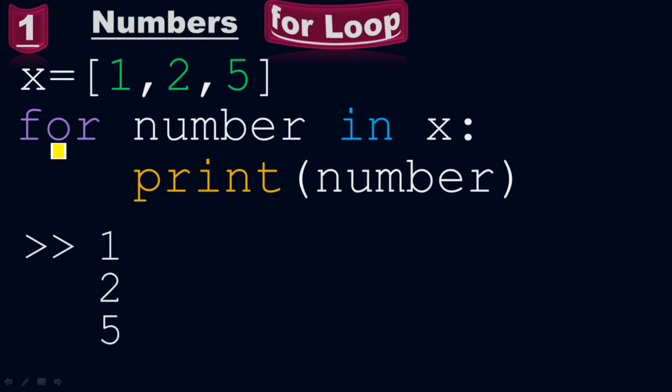So the program will check each and every number. First it iterates over 1, and then over 2, and then over 5. So all the numbers will be printed in the output individually: 1 and then 2 and then 5.